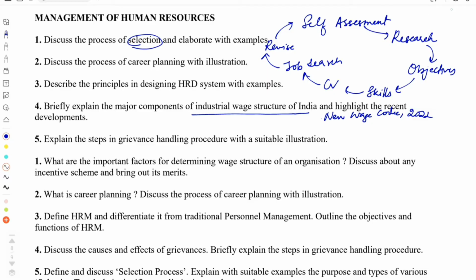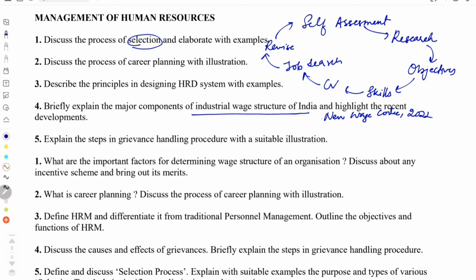Okay, so the next question: what are the important factors of determining the wage structure of an organization, and discuss about any incentive scheme and bring out its merits. Okay, so the wage structure we have already discussed earlier. We will discuss now about the incentive scheme and its merits.